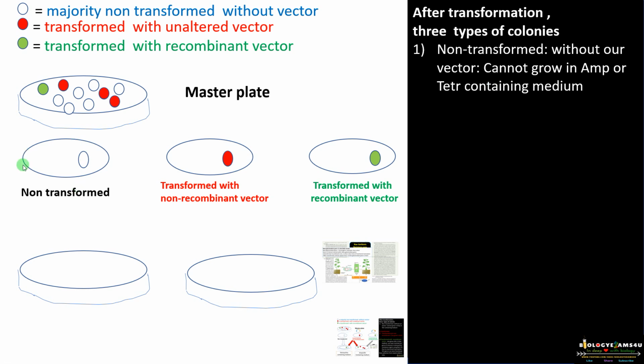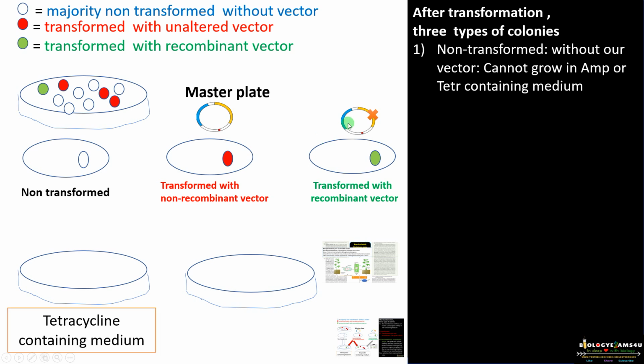Vector hasn't been introduced. The second one is transformed with non-recombinant vector. So the vector is there, but our gene of interest is not there. The third one is transformed with recombinant vector, so vector with our gene of interest. These are the colonies that we need to select. Suppose we have introduced our gene of interest in the tetracycline resistance gene. Once we have introduced it, this gene is no more functional.